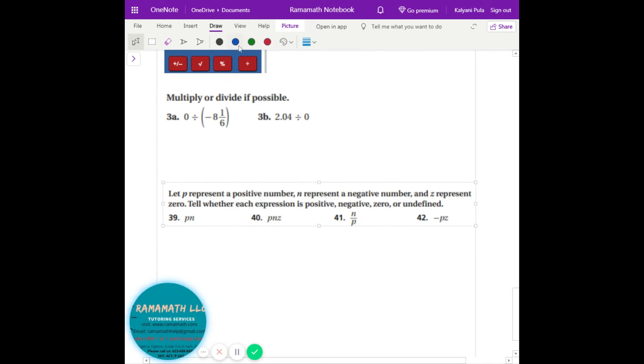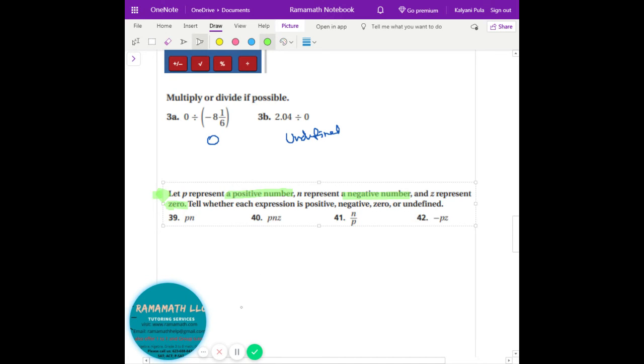Now, obviously, the first one is 0 divided by a number. That's a 0. But when we divide a number by 0, it's undefined. Or error, we can say it is undefined. Right. But now let's look into this question, a really good one here. Go ahead and read the question for me. Let P represent a positive number, N represent a negative number, and Z represent 0. Tell whether each expression is positive, negative, zero, or undefined.